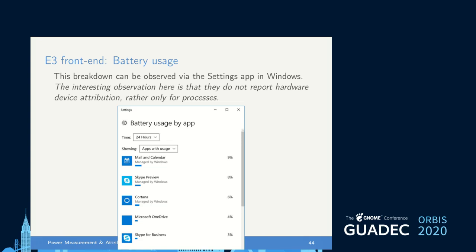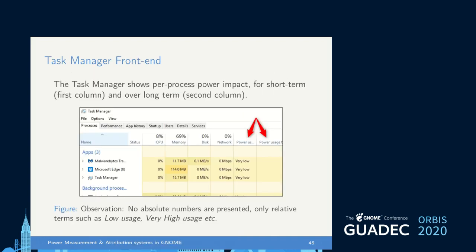This is how they present it to the user. The most interesting part here is Microsoft does not tell you how much your CPU or your memory or your I/O is consuming. Microsoft just tells you, hey, your mail is consuming 9%. Cortana is taking up 6%. So they don't consider the hardware parts. That was one part. The second one is the task manager. If you have seen the recent task manager, it is showing you these power usage trends.